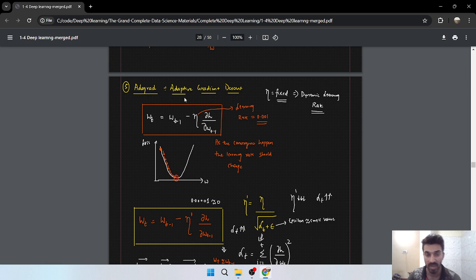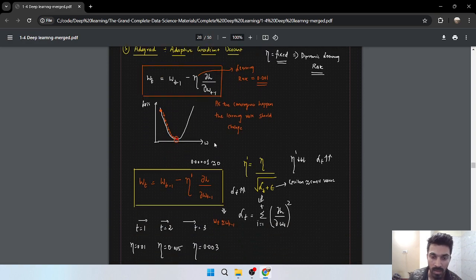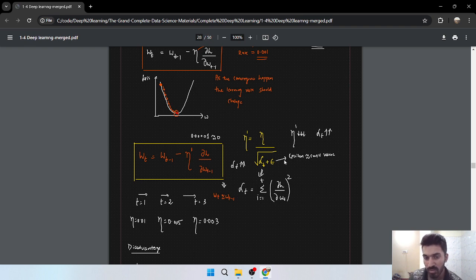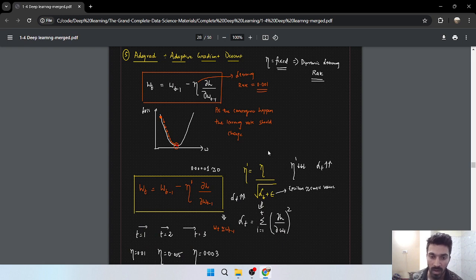Adaptive gradient descent. In that, they have introduced a smoothing factor. Basically, our learning rate previously is fixed. Like suppose at the time of training, if you fix your learning rate at 0.01 or something like that, then it will be fixed.